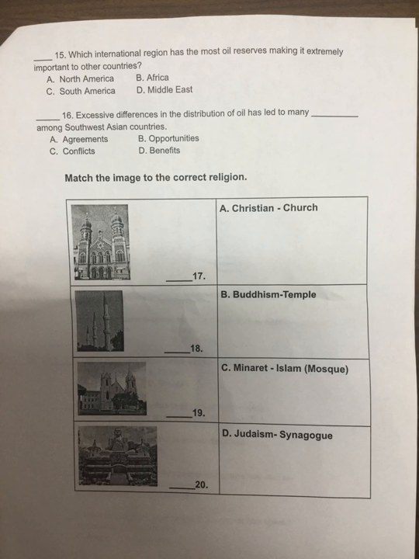For questions 17 through 20, you will match the image to the correct religion. If you look at 17, 18, 19, and 20, they each have their own answer choice. Your answer choices A, B, C, and D are mixed to match one of the images. Your answer choices are A, Christian, which would be a church, B, Buddhism, which would be a temple, C, a minaret, which would be something that would be in Islam on a mosque, or D, Judaism, which would be synagogue.